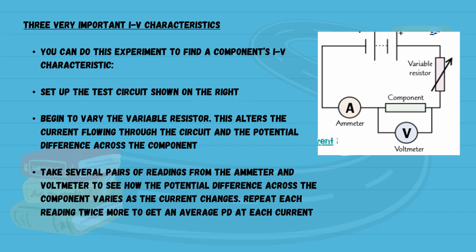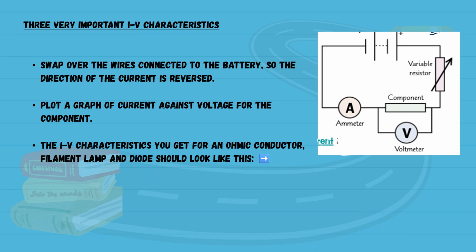Take several pairs of readings from the ammeter and voltmeter to see how the potential difference across the component varies as the current changes. Repeat each reading twice more to get an average potential difference at each current. Swap over the wires connected to the battery so the direction of the current is reversed. Plot a graph of current against voltage for the component.